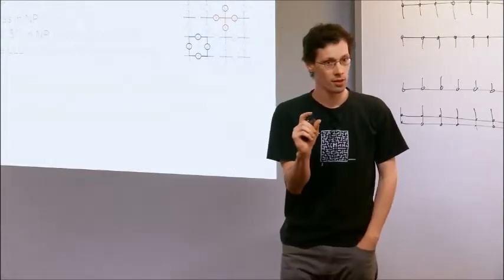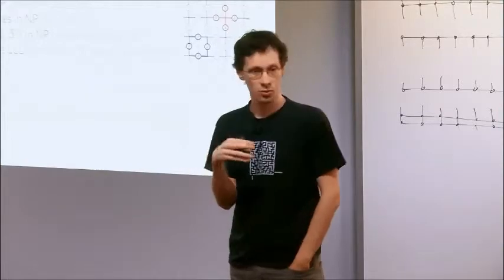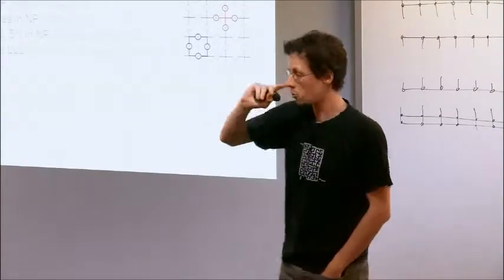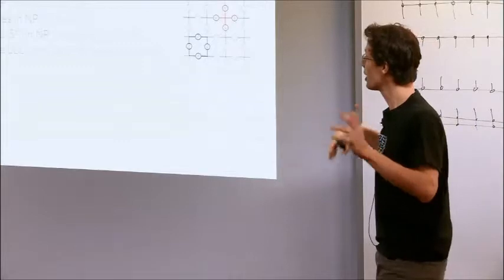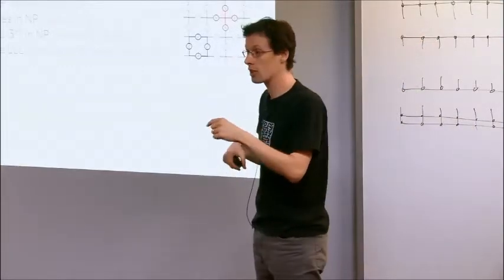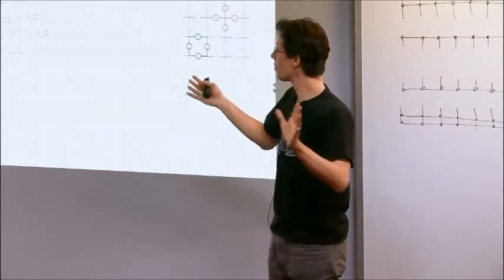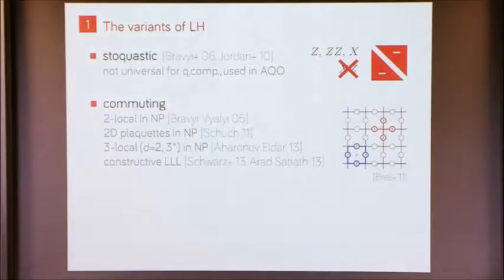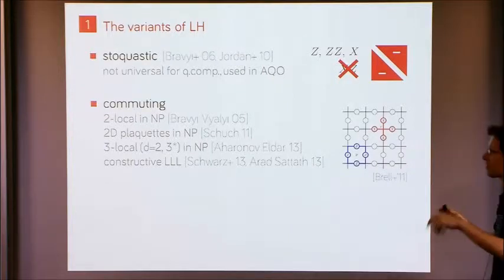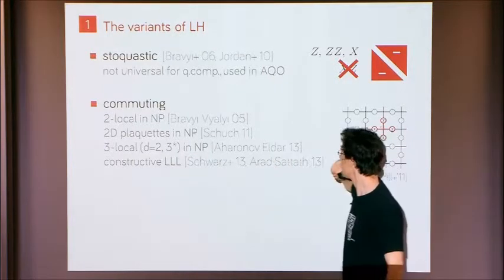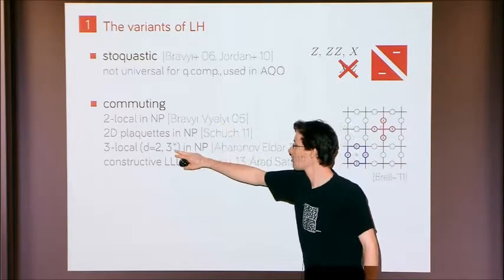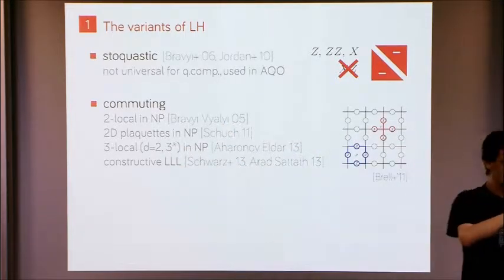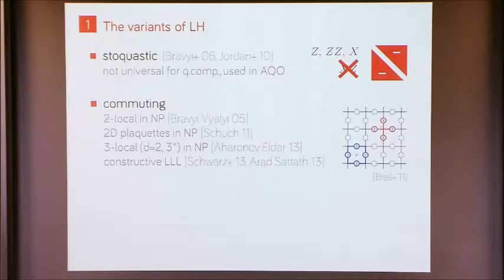The second interesting subclass of local Hamiltonians are the commuting Hamiltonians. That's also what Zeph was talking about, where we have the area laws and so on. They've been investigated by Bravyi and Vyalyi, who showed that when you've got two-local commuting Hamiltonians, the problem is in NP. When you're looking at plaquettes in 2D, so commuting terms or projectors on 4 spins at a time, it's in NP. When you've got 3-local interactions with qubits, Dorit and Lior have shown that it's in NP. When you've got qudits and the geometry is planar or something special, it's also easy.